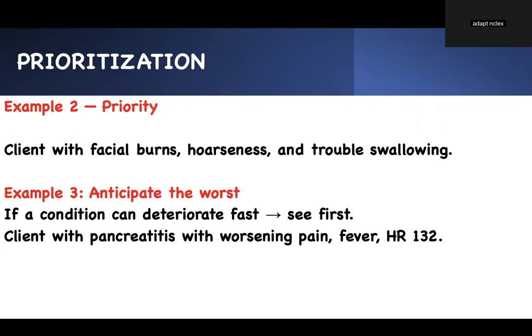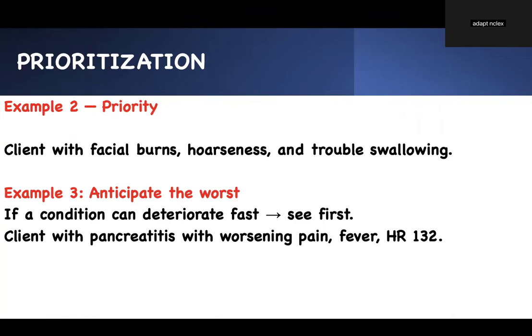The third one is a little bit harder. You're anticipating what will happen next. This is risk reduction and what? Physiological adaptation. This is what can break you. This is one of the first points of break in the NCLEX. If you're not doing well in risk reduction and then physiological adaptation, the computer is not going to be happy. So what are you looking for? You're looking for what? Anticipating the worst. If a condition is going to go down fast, that's what you pay attention to.